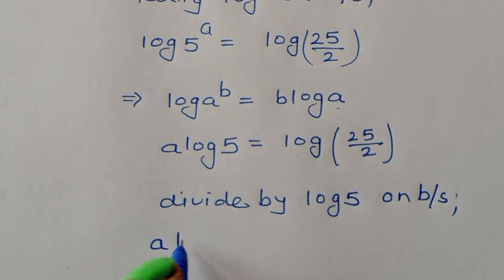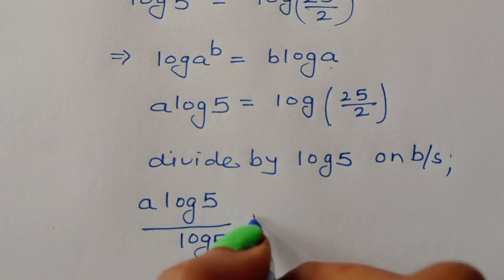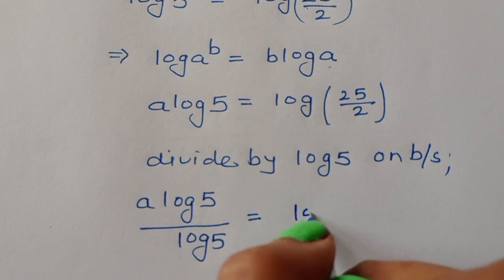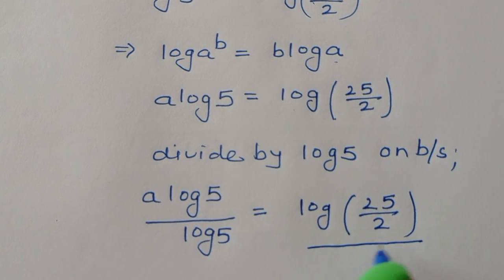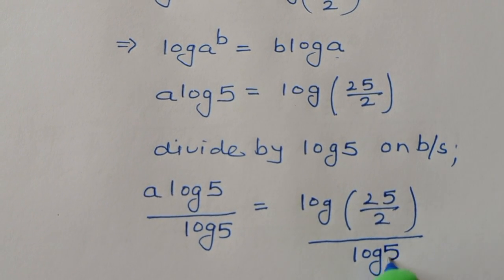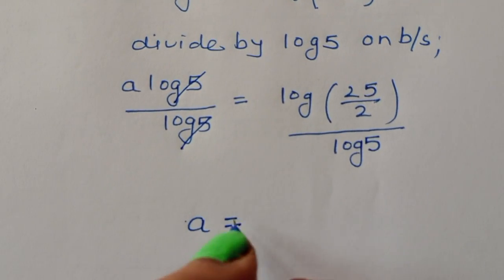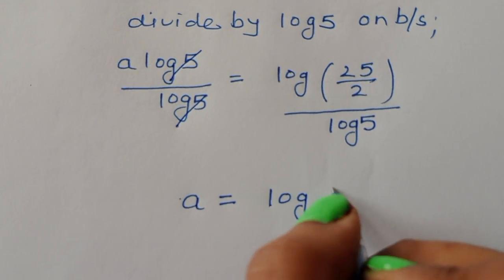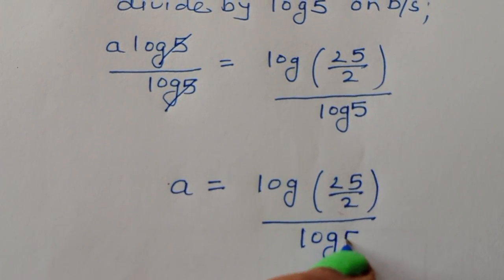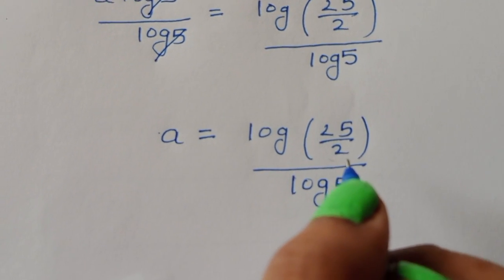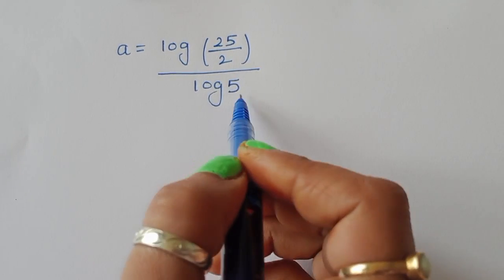So a log 5 divided by log 5 is equal to log of 25/2 divided by log 5. Now log 5 cancels log 5. So a is equal to log of 25/2 divided by log 5.